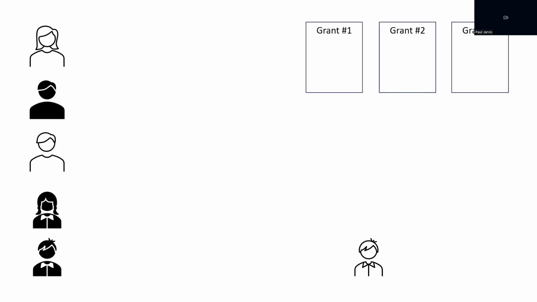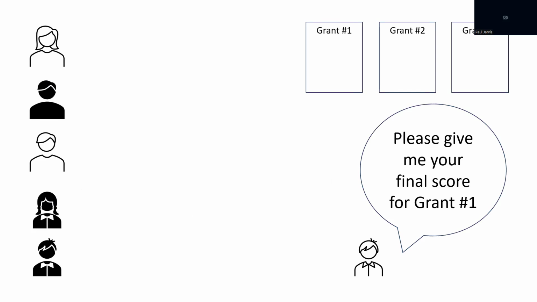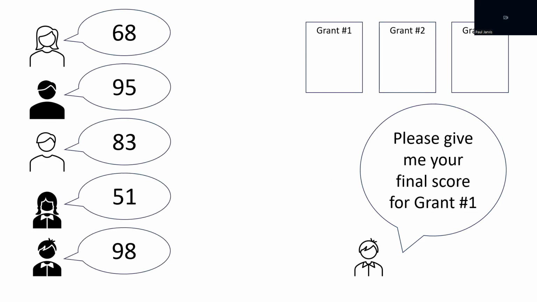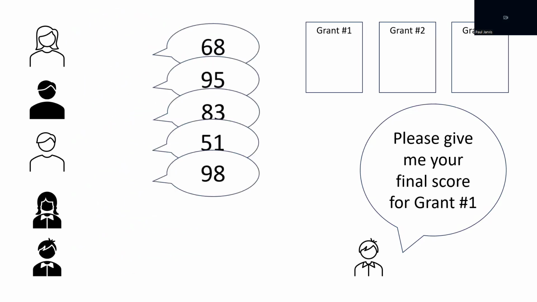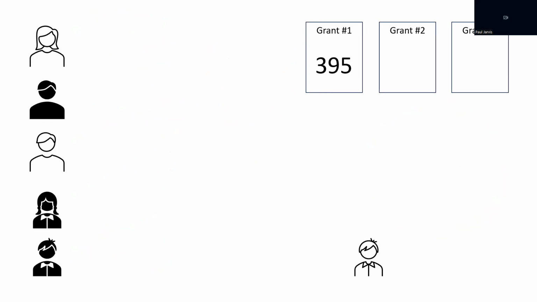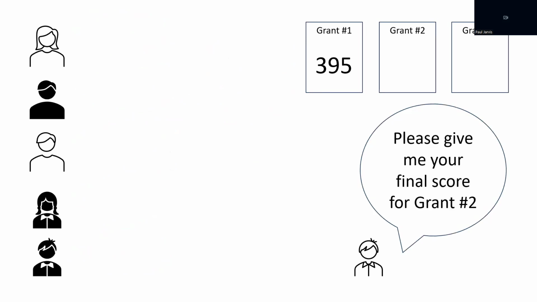In our example here, we're going to imagine that a panel has been asked to score 3 grants. Panel members will read and score each application on their own. When you come together, the staff may ask you to confirm your score for each grant application. Once all scores are confirmed, a total will be announced for that application. This process will continue until all application scores have been confirmed and tallied.